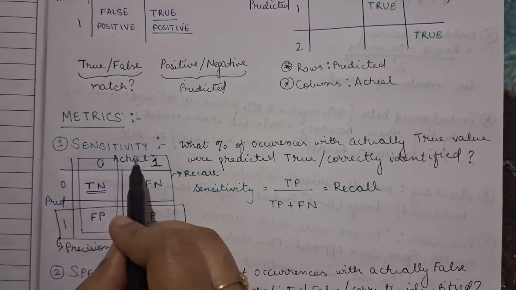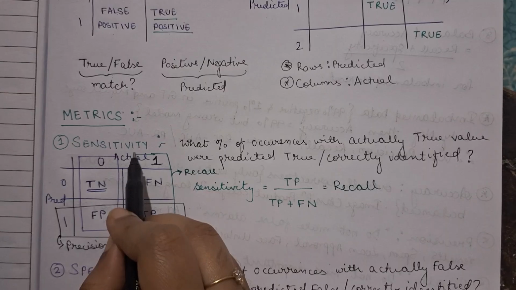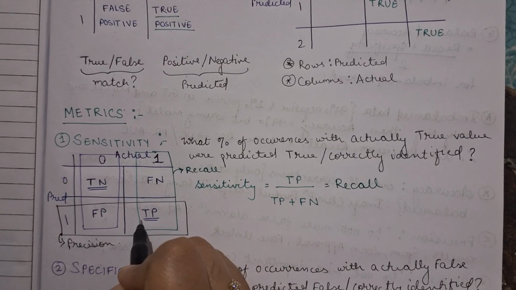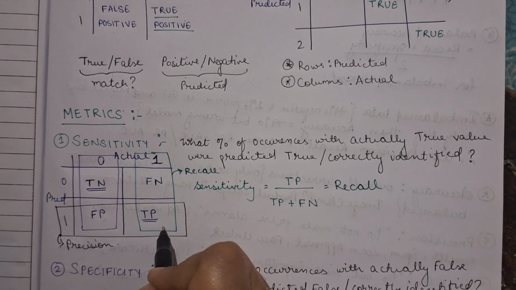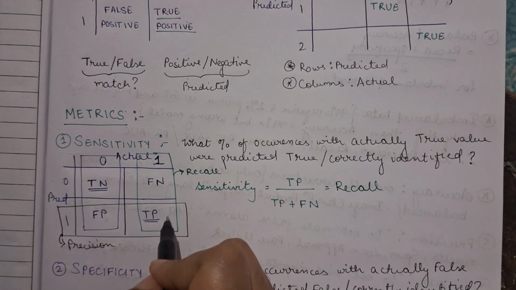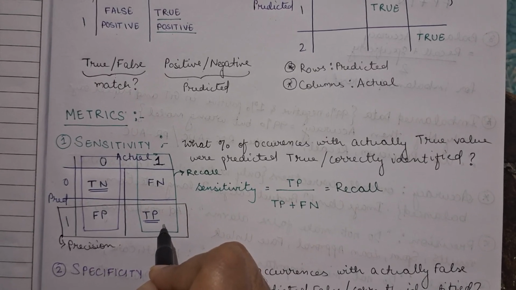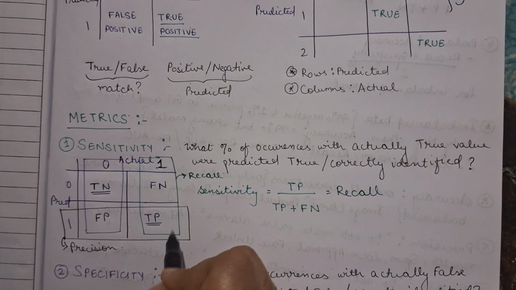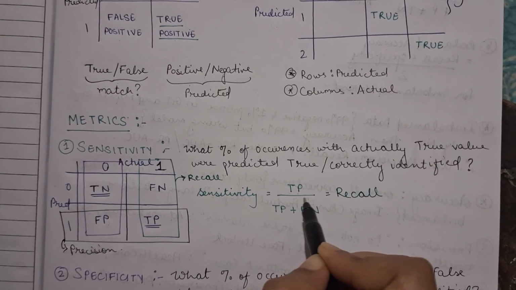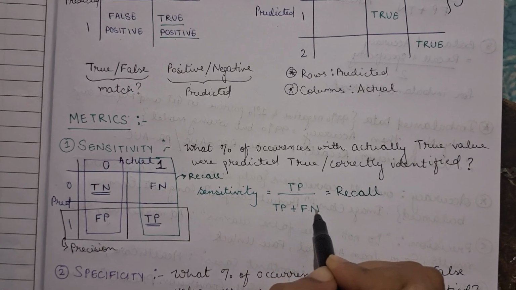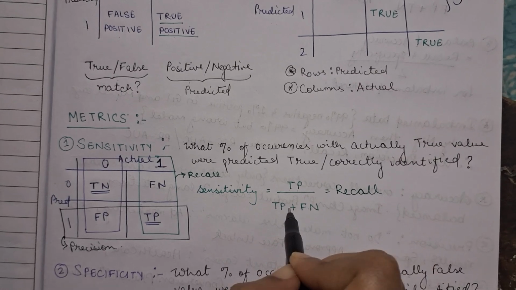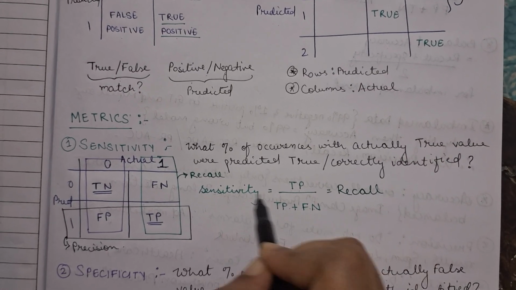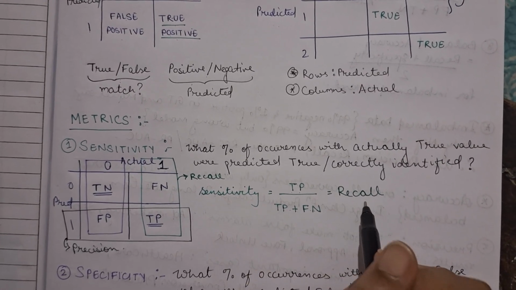Which means out of the actually true cases, in the ground truth, the number of cases that were true, how many of them were actually predicted as true. So it's TP by TP plus FN. True positive divided by the actual number of ground truth 1s. This is called sensitivity or recall.